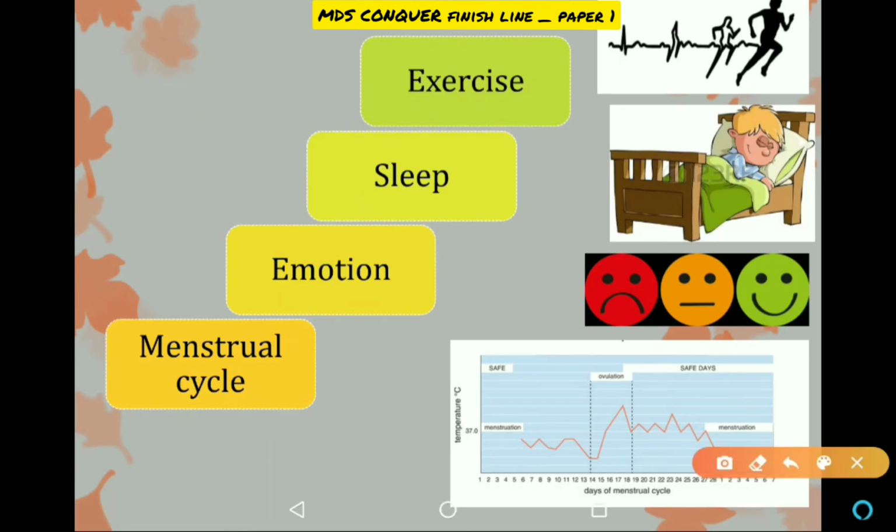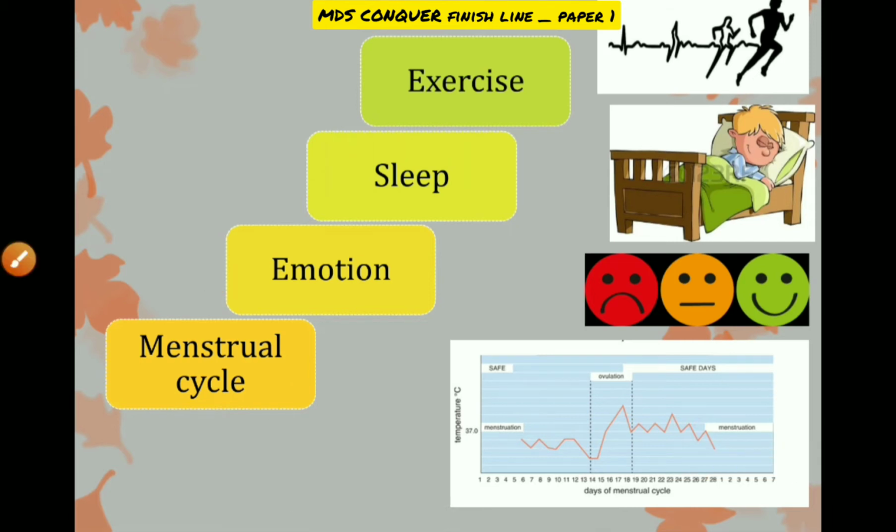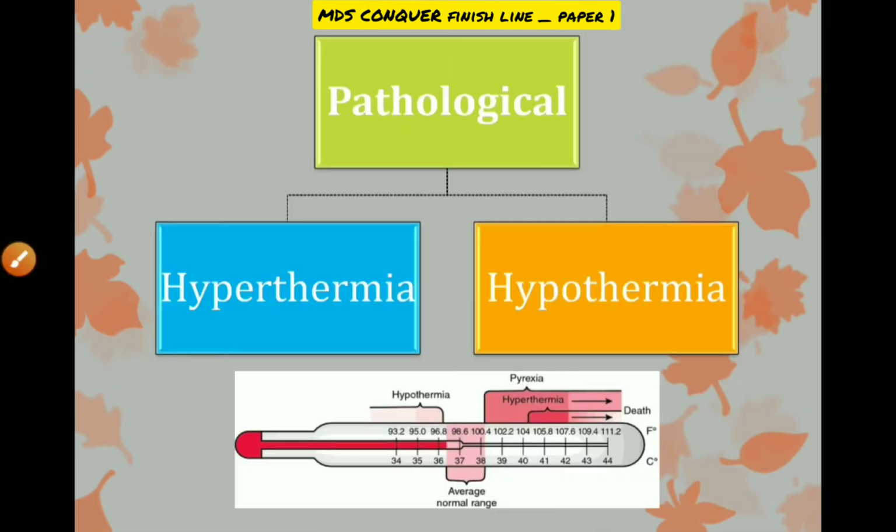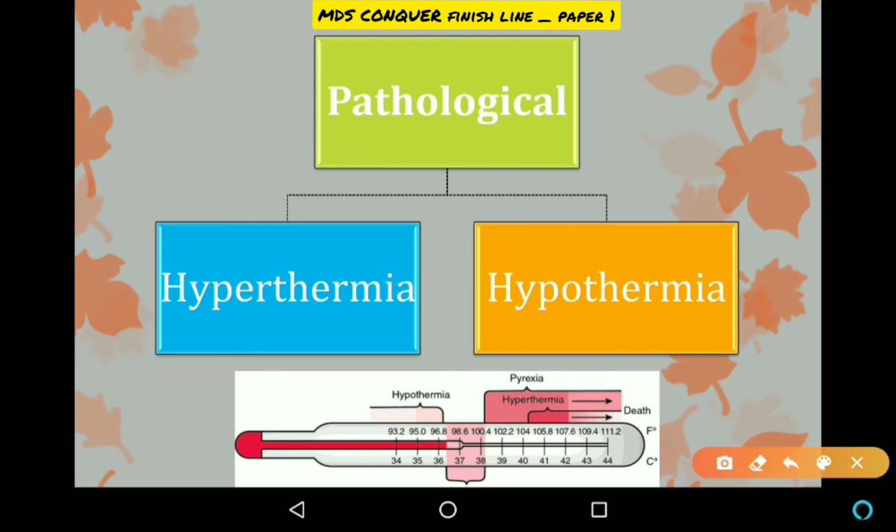A few other physiological variations, like during exercise, sleep, emotion and the menstrual cycle, will be normal for all individuals. So that physiological part has been done. The pathological part is very important, which may be because of hyperthermia or hypothermia, that means increased body temperature or decreased body temperature.